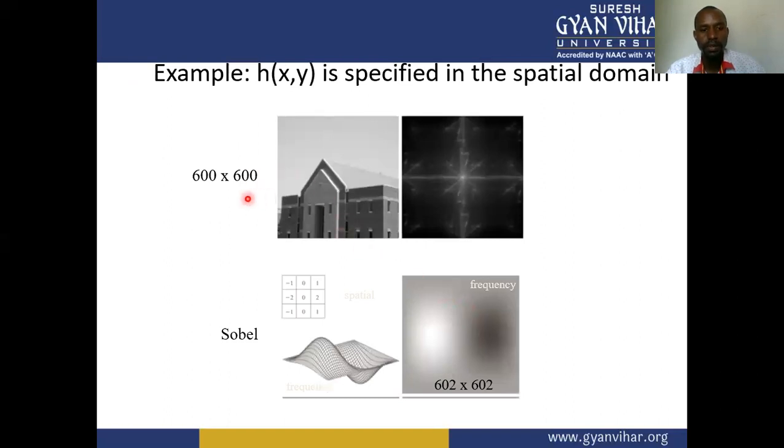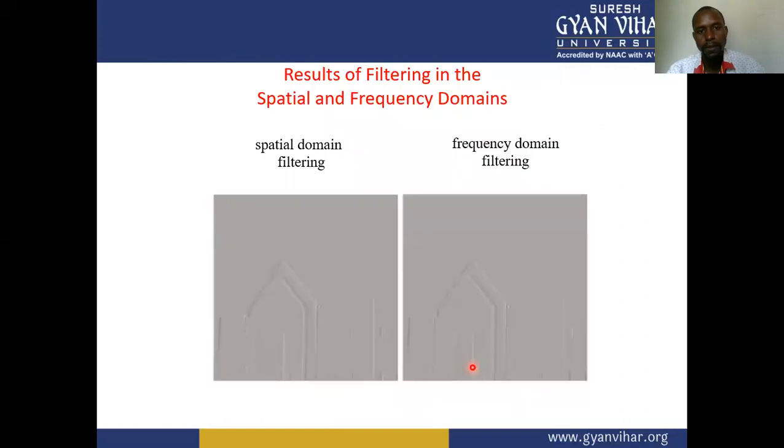So this is an example. We have our image, then we get the center spectrum. From that center spectrum, we apply the discrete Fourier transform, and take the product of it with H(u,v). So this image in the spatial domain is now represented in the frequency domain.